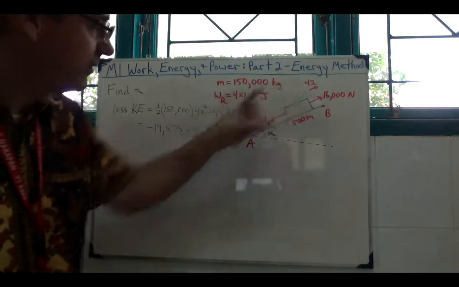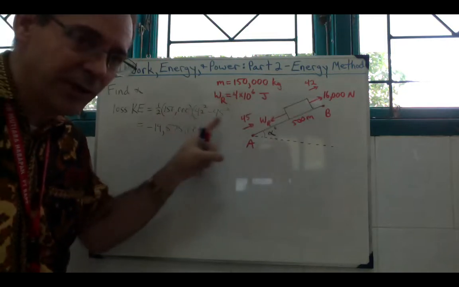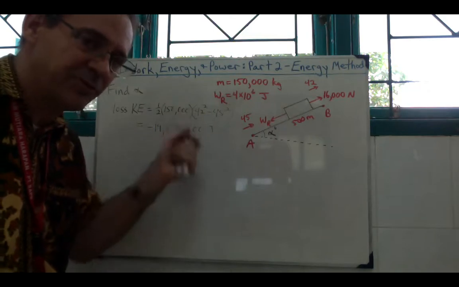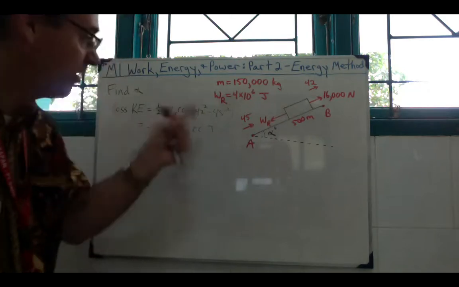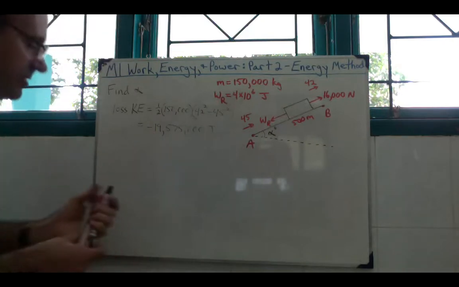So the final velocity squared minus the initial velocity squared. Make sure you square them before you subtract. Don't subtract and then square. Square them before you subtract them. And so here's our loss in kinetic energy.